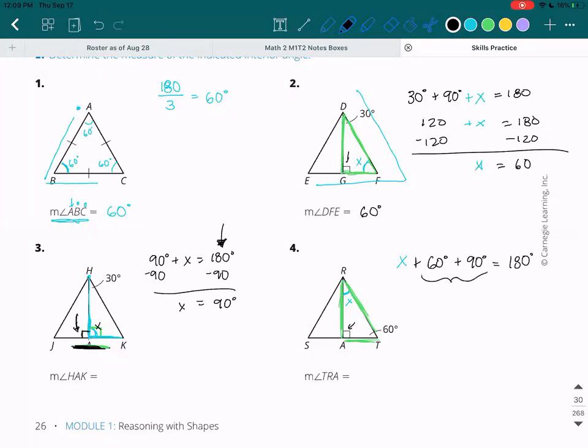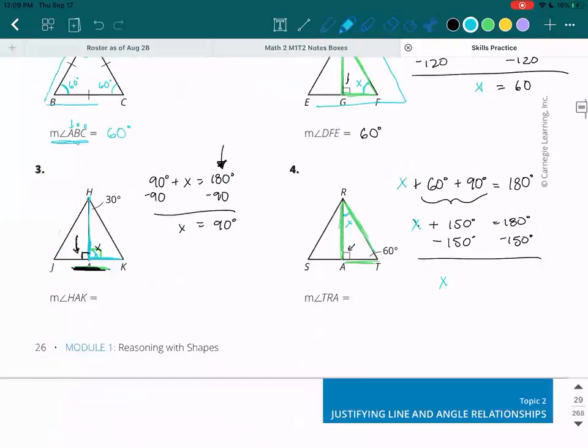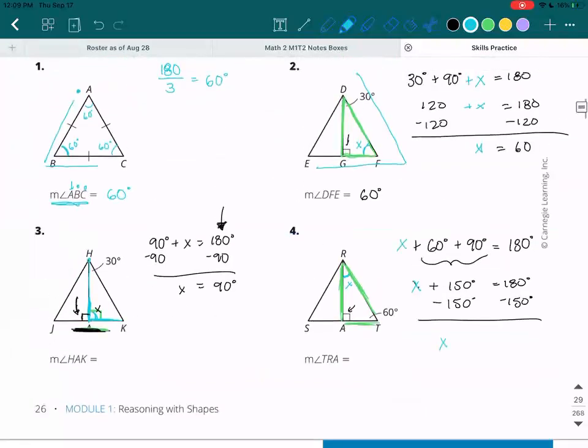And then let's combine these. X plus 150 equals 180. Subtract the 150. And you get that X is equal to 30 degrees. So measure of TRA is 30 degrees. Any questions on these?